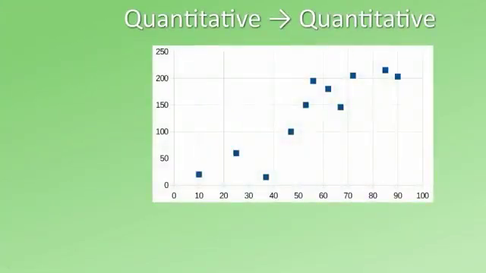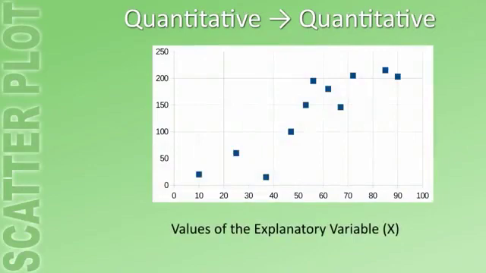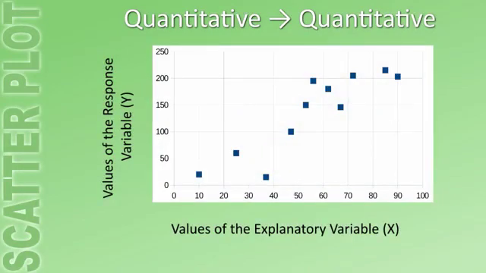When visualizing a quantitative to quantitative relationship, we use a scatter plot, in which each observation is displayed according to the values of the explanatory and response variables. Use these basic guidelines, as well as the graphing decisions flowchart, to visualize the relationships between your own variables of interest.